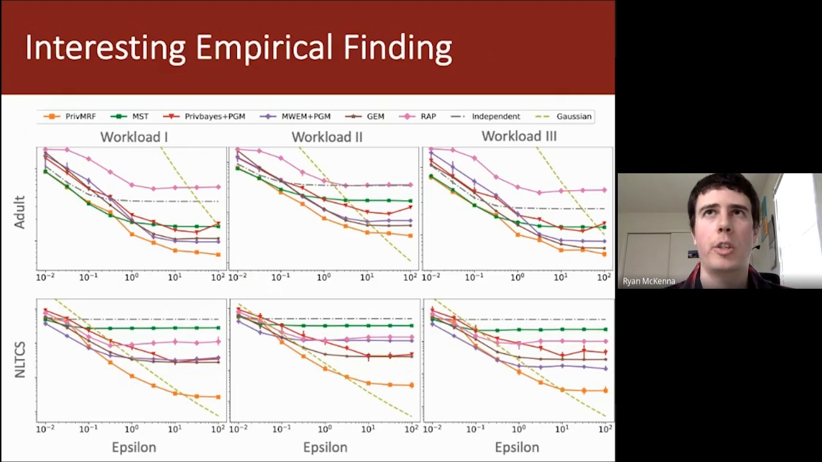But what this suggests is that there's a need for more work in this space, because we know that workload-aware mechanisms have an inherent advantage. And we know that workload-agnostic mechanisms like PrivMRF that try to provide accuracy on all possible workloads are necessarily suboptimal on the workloads actually used to evaluate them. So we should be able to beat it, but it is the current state of the art.